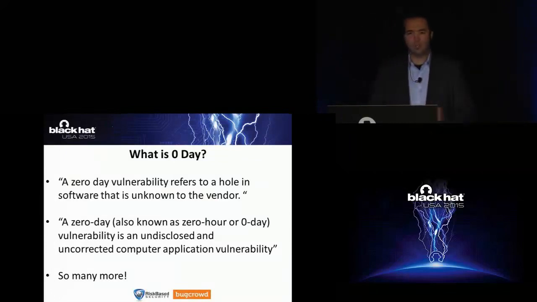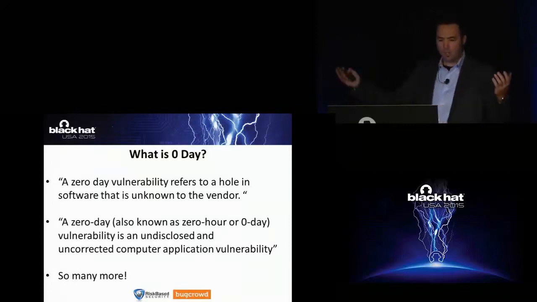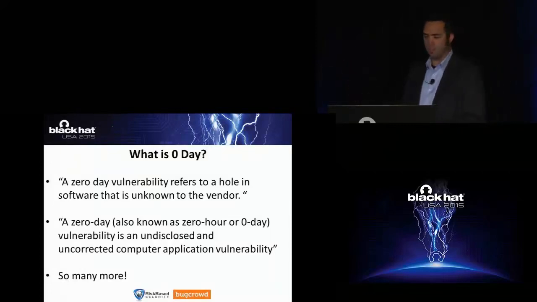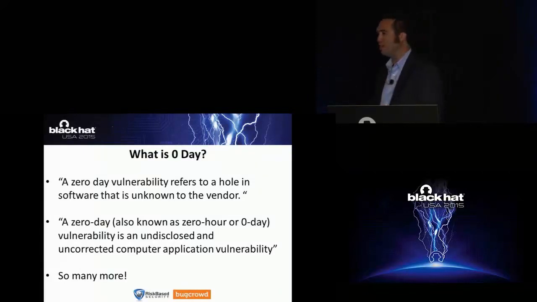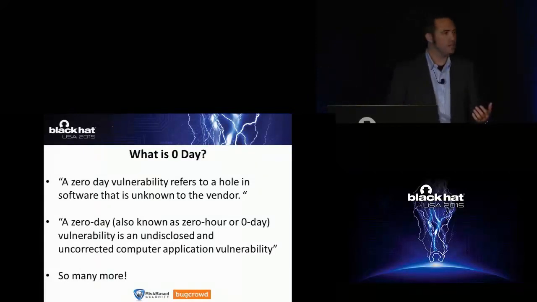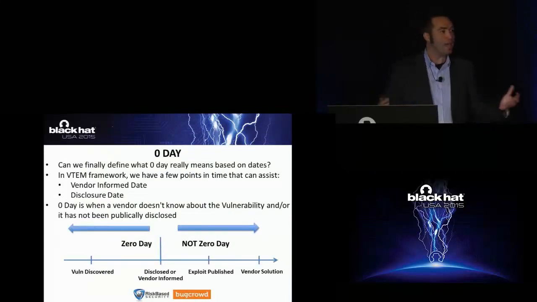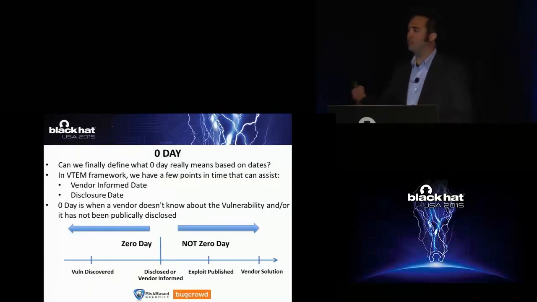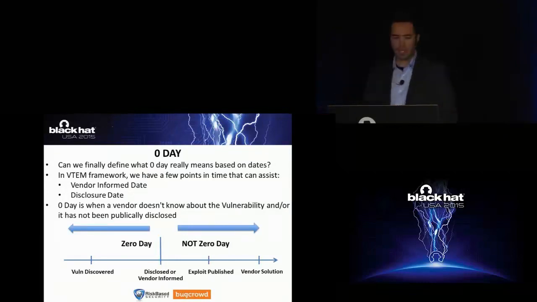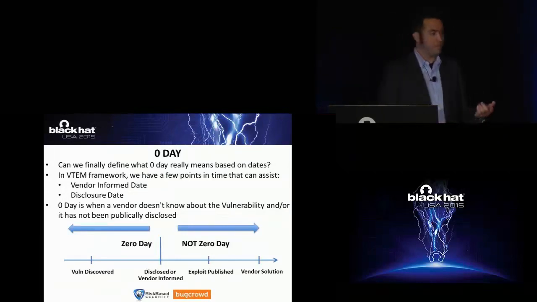So it's getting confusing on what the heck's going on, but you can see, again, these are just some random things pulled from Wikipedia and the like, where a zero-day vulnerability refers to a hole in software unknown to the vendor, right? So the whole point here is, can we finally, with the VTEM framework, define what the hell 0-day is, right? We do have some dates now that we can talk about. And maybe what we're trying to describe with zero-day, there's a couple flavors to them depending on what we're getting at. So again, a couple dates that are important here, right?